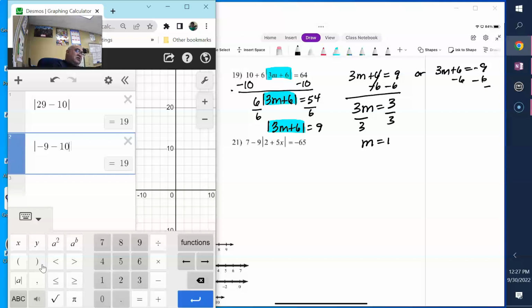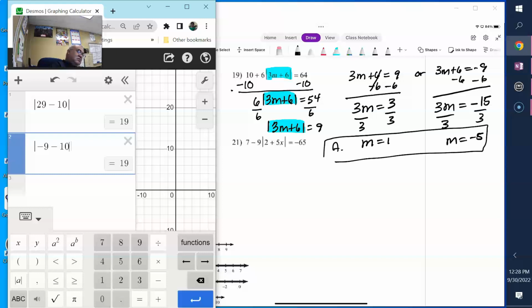Subtract 6, subtract 6. You got to solve the equation for the second equation. So you have 3m equals negative 15, divided by 3. So m equals negative 5. And suppose that this is an answer, right? See how that could be an answer?